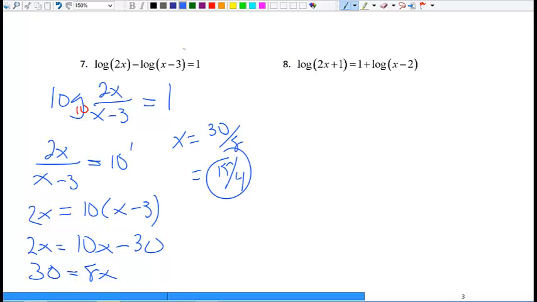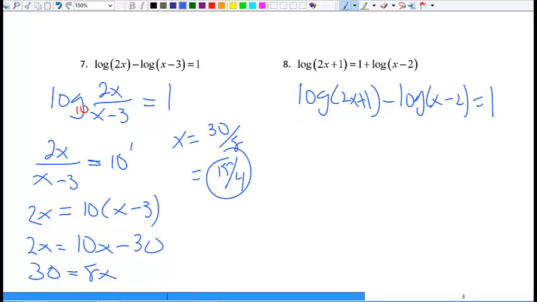Okay. Last example, just want to review and throw at you here. I got logs on both sides, but I also have this constant. So the first thing I'm going to do is put the logs on the same side and try to get it to be a single log statement. So log of 2x plus 1 minus log of x minus 2 equals 1.